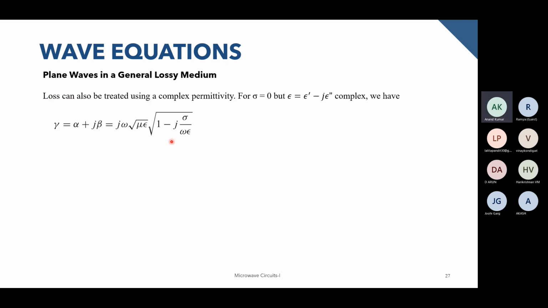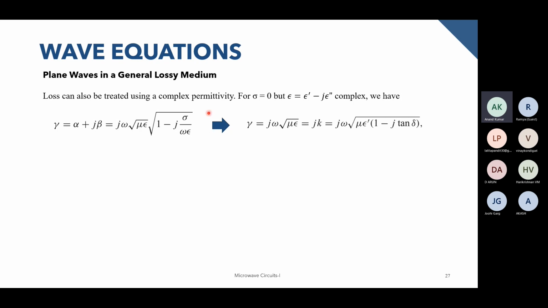We can also do the same treatment, but instead of using sigma, we can write epsilon as epsilon dash minus j epsilon double dash. Instead of doing all these things, we just write epsilon in terms of epsilon dash and epsilon double dash, and then we have this formulation using tan delta. So both of these things are equivalent. You can either use this treatment or use this treatment.